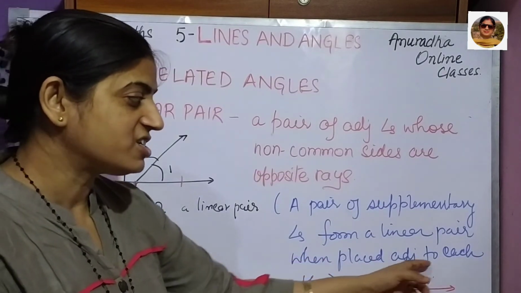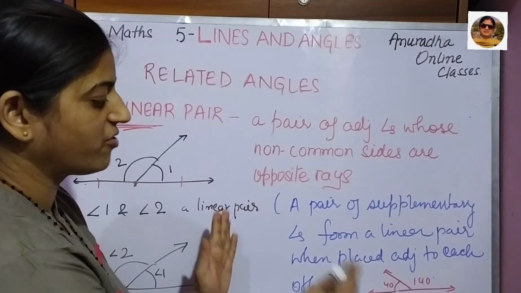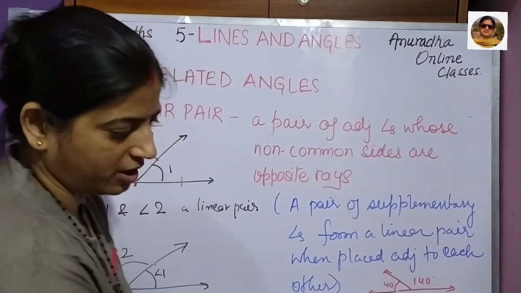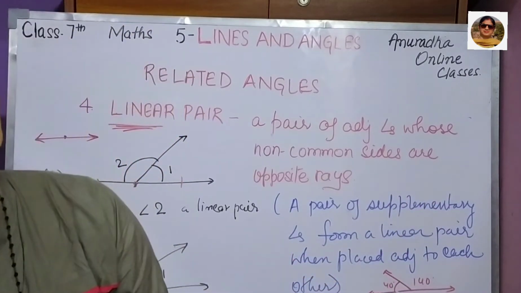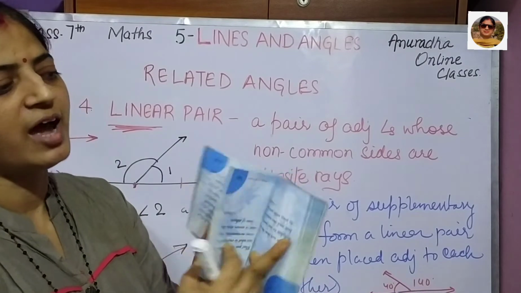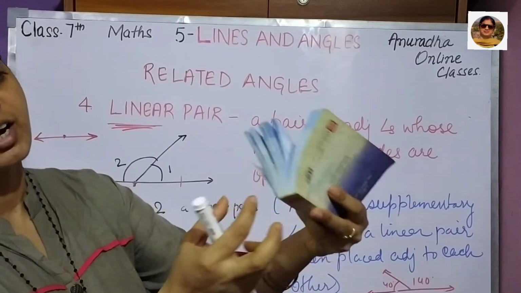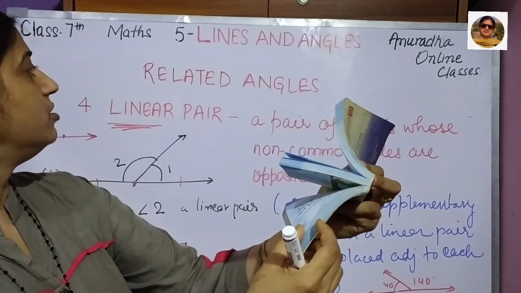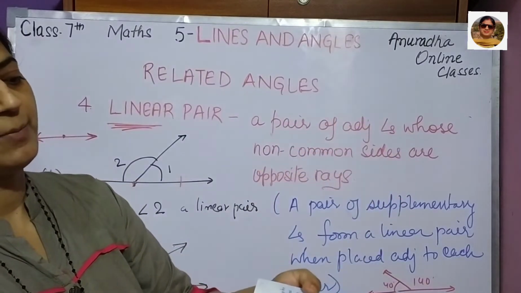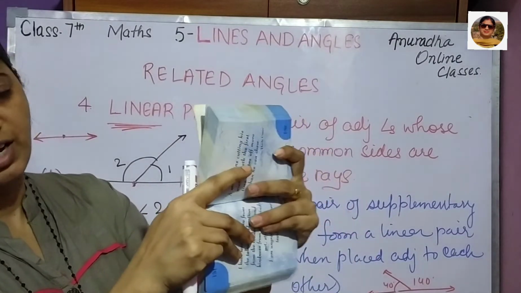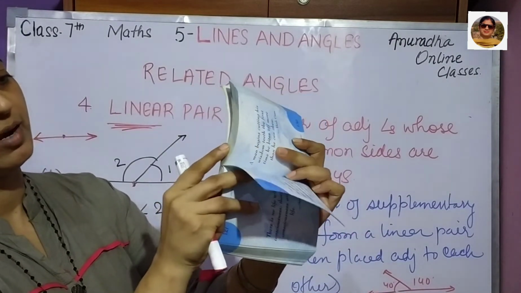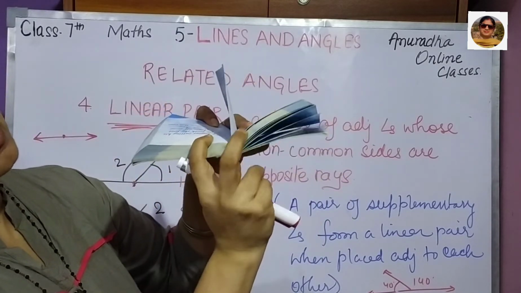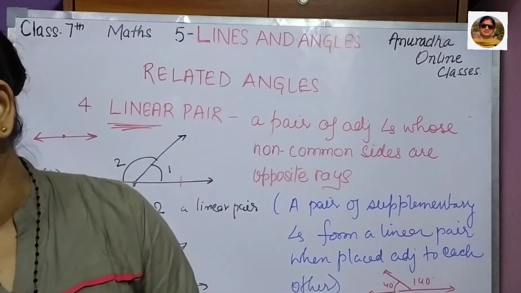when placed adjacent to each other, when we place them adjacent to each other, like 40 is one angle and 140 is another angle. If we place them adjacent, I told you, now this becomes adjacent. If I keep it like this, then that is not a linear pair. But if I keep it like this, perfectly straight, then see, this is what it will become.